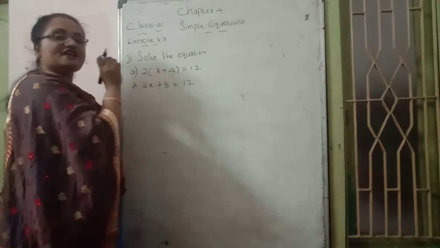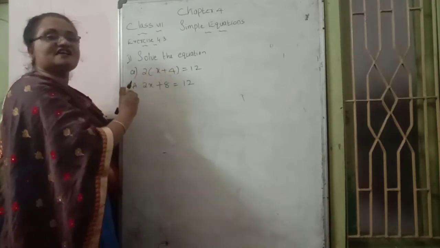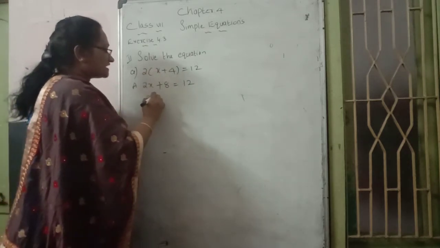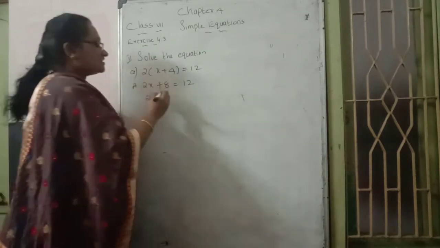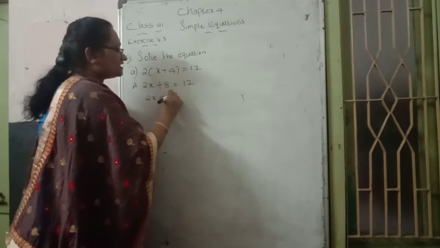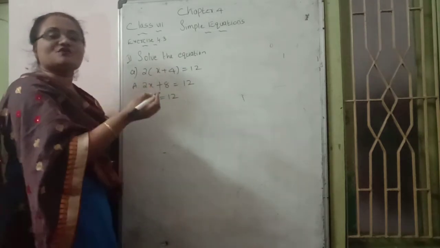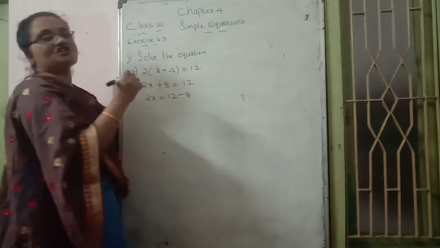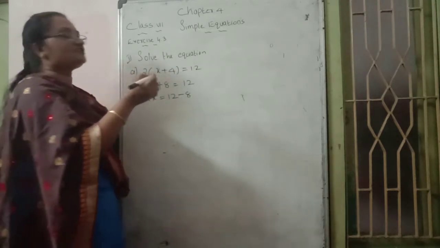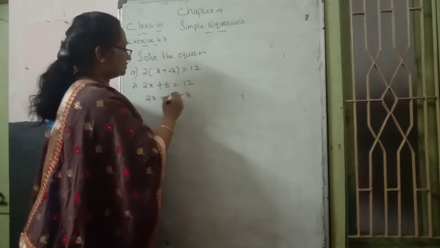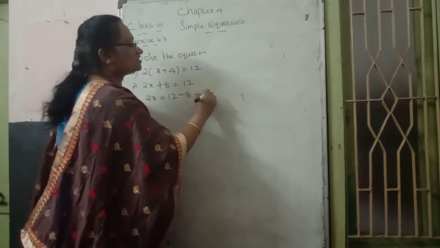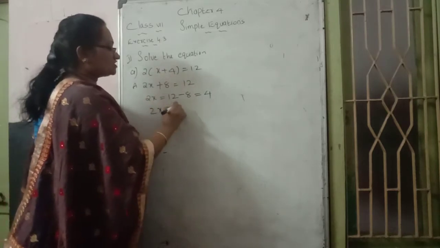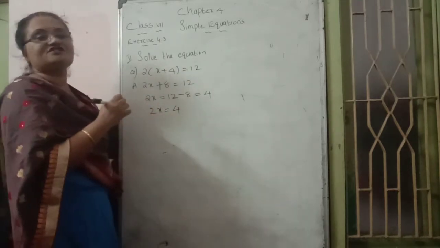So first keep the variable-carrying term on the left side, and send the other term to the right side. So 2x stays on the left side, and plus 8 goes to the right side. On the right side, the number 12 is already there. The plus value goes to the opposite side, so change it to minus 8. Then subtraction: 12 minus 8 becomes how much? 4 is the answer. So what 2x value did we get? 4 is the 2x value.